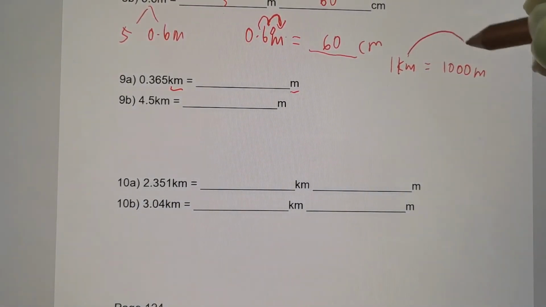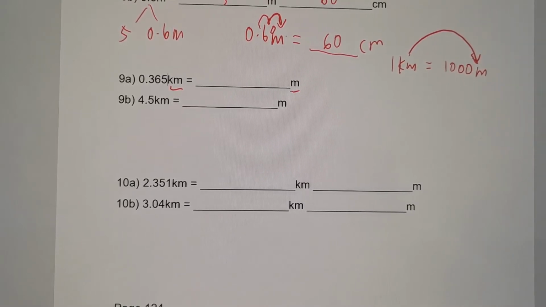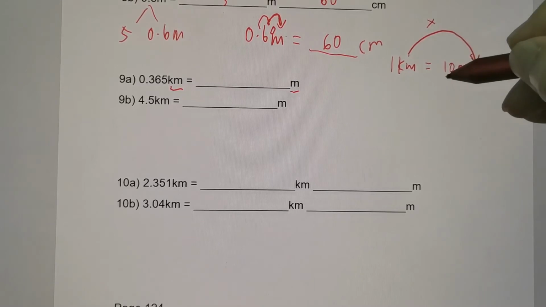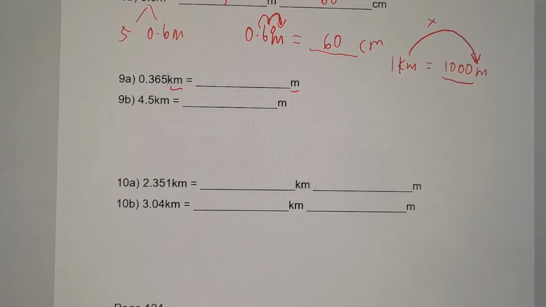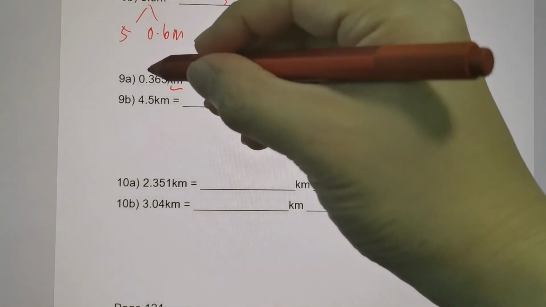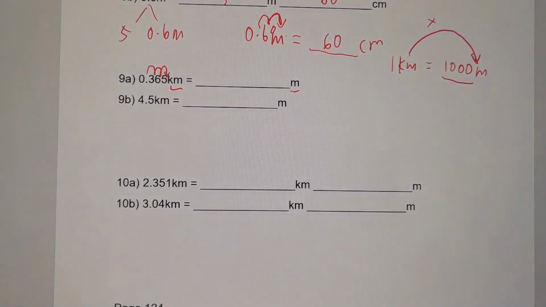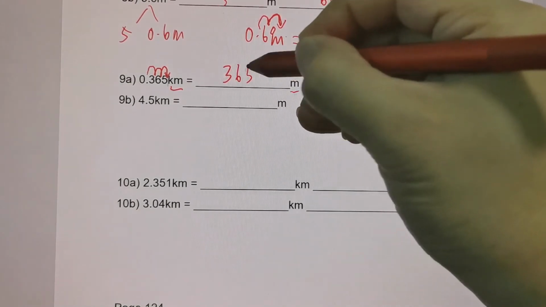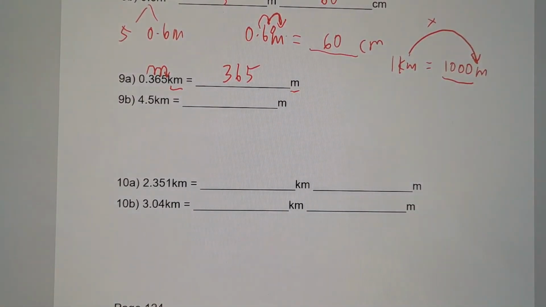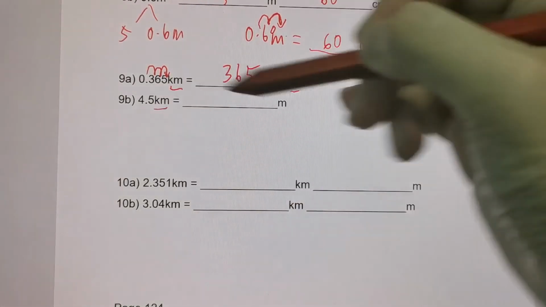So kilometers to meters, moving towards the right-hand side. So that's multiplied. Okay, so multiply by what? Multiply by 1,000. Okay, now, so I'm going to move this 3 times to the right-hand side. 1, 2, 3. So I'm moving my decimal to behind 5. So it's 365. Just like this. Okay, just like this. Very, very simple. Don't think complicated. It's never complicated. Okay, 9B, 4.5 kilometers to meters.